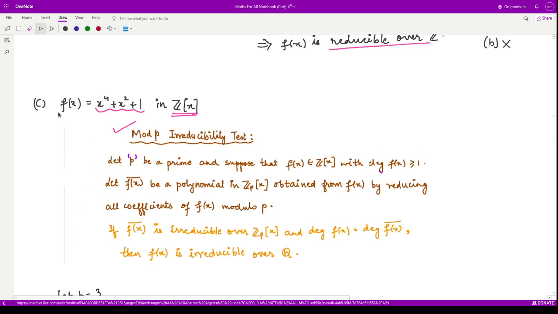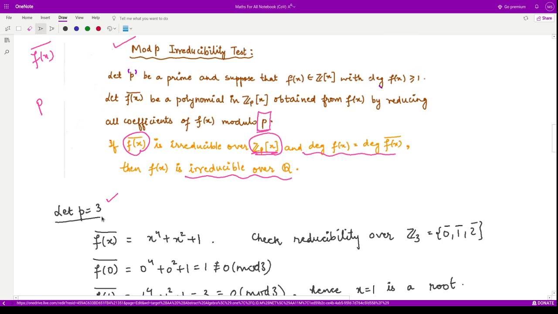This test says that if you have a polynomial and you can find a p such that you reduce all the coefficients modulo p, then you check the irreducibility of the reduced polynomial over Zp. If the reduced polynomial is irreducible in Zp and their degrees are the same, it implies that the original polynomial is irreducible over Q. So we need to find one p such that it is irreducible over Zp, integers mod p. Let us get started.